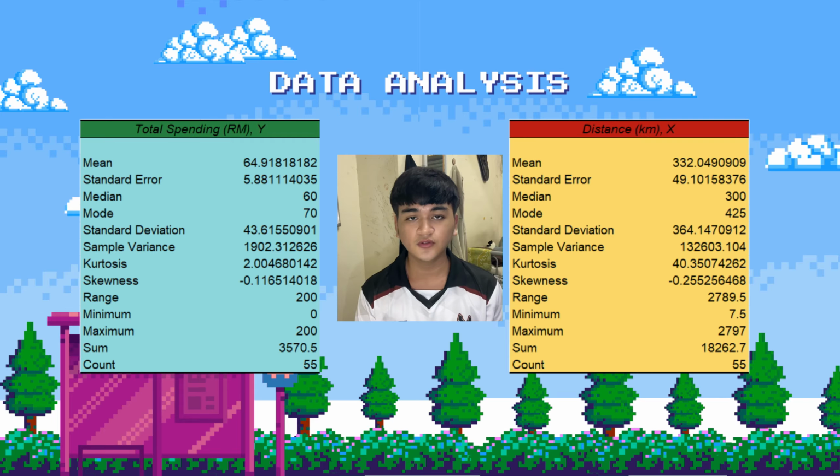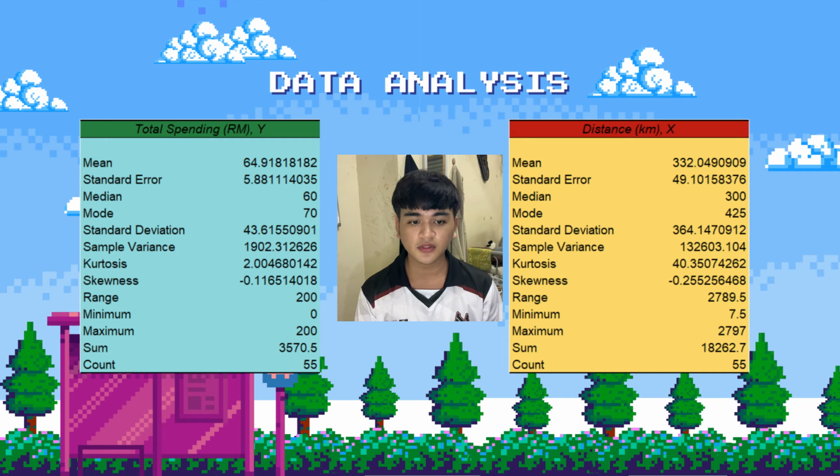Now, let's move on to data analysis. In the study, 2 quantitative variables were used. The first one is total spending. The mean is 64.918, the median is 60, and the mode is 70. The standard deviation of this data is 43.615, and the sample variance is 1902.312. The skewness of this data is negative 0.116, which concludes that this data is negatively skewed or left skewed.